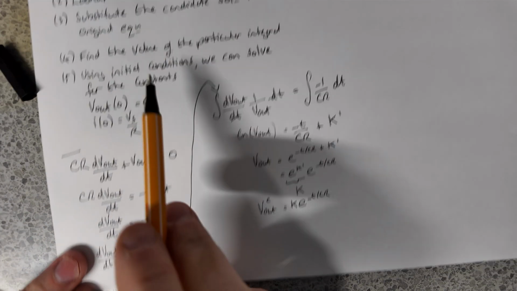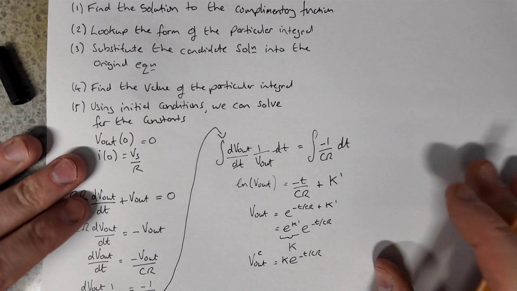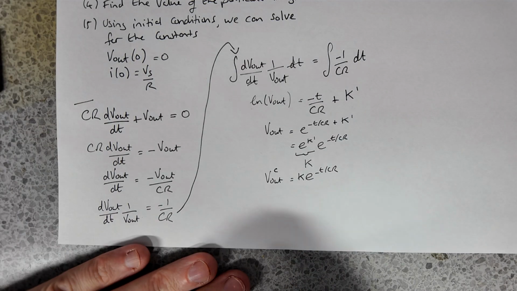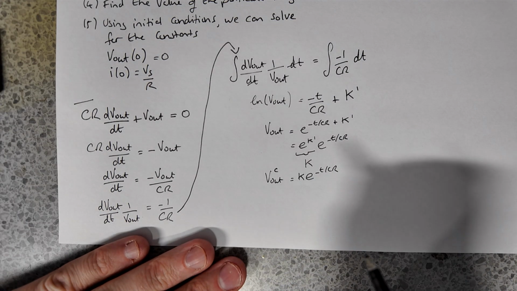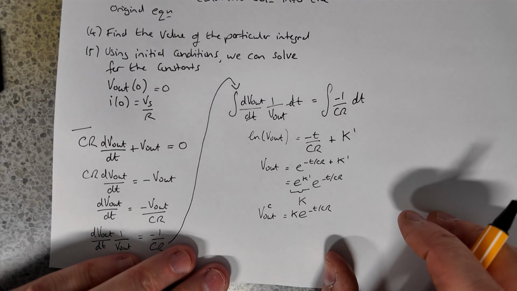So that's part 1 of our multi-step process up here. So now let's do part 2. We're going to look up the form of the particular integral. Now this is just something you have to look up in a textbook, but for these kind of problems it's very simple.